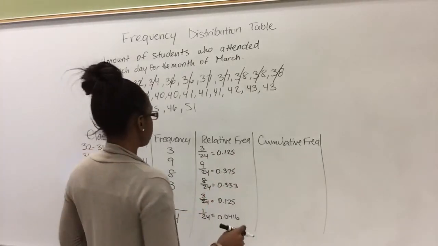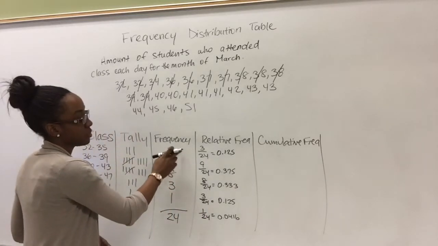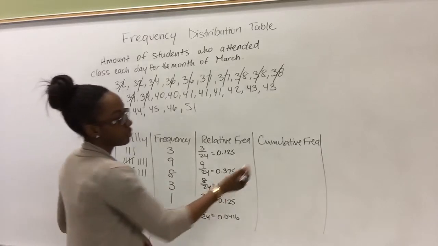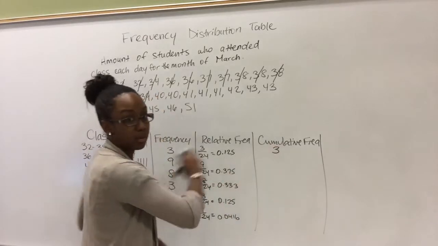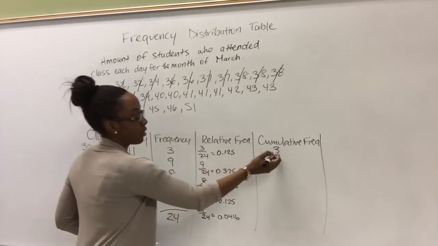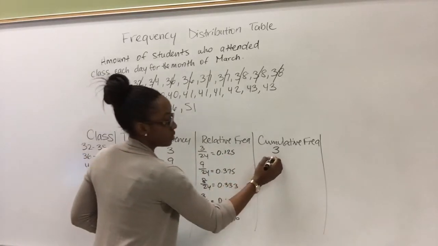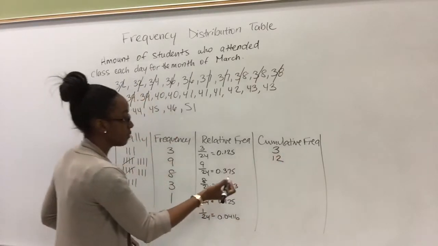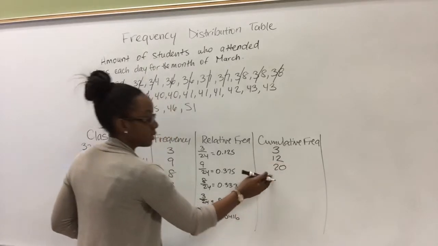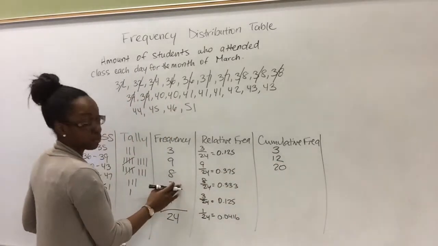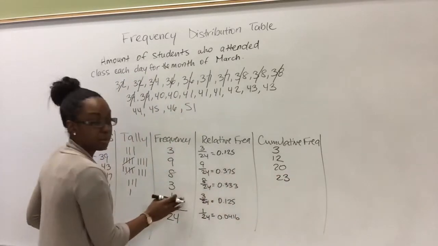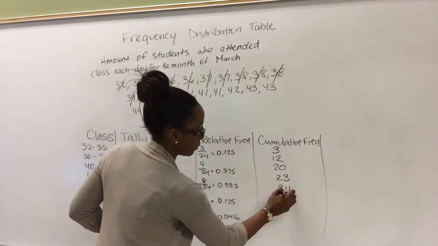For cumulative frequency, you would use the numbers in the frequency column and add for each digit down. So the first number being a 3, you can just write it over, 3. The second, you would add 3 and the 9, so that second number would be a 12. 12 plus 8 would be a 20. 20 plus the 3 would be a 23. And 23 plus the 1 is a 24.